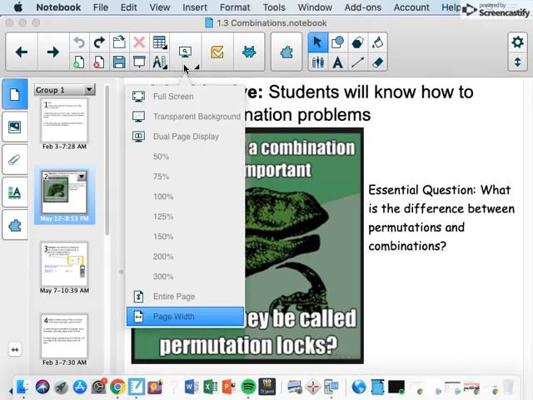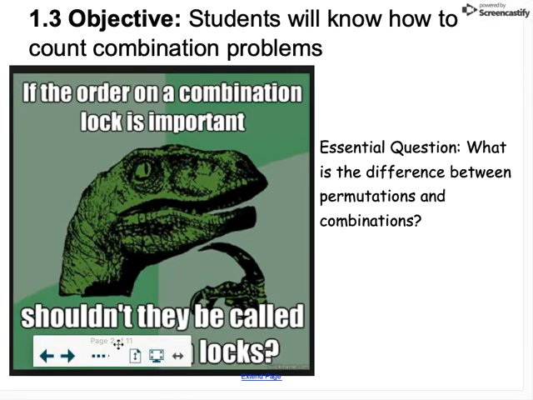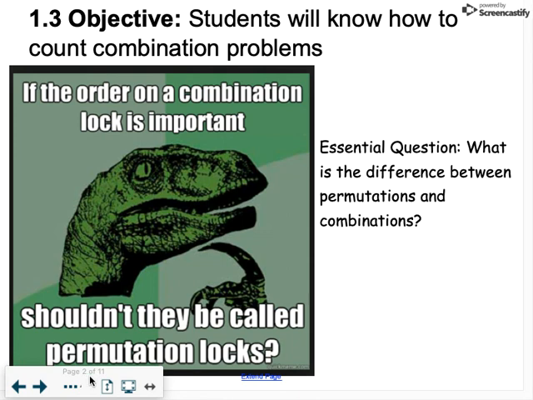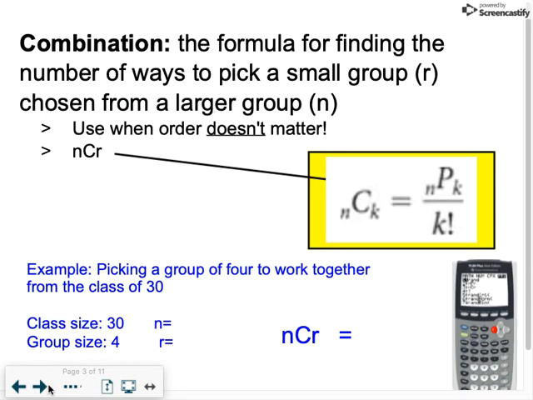Hello class and welcome to today's lesson on 1-3, talking about combinations. Today's objective: students will be able to count combination problems. And our essential question is, what is the difference between permutations and combinations?